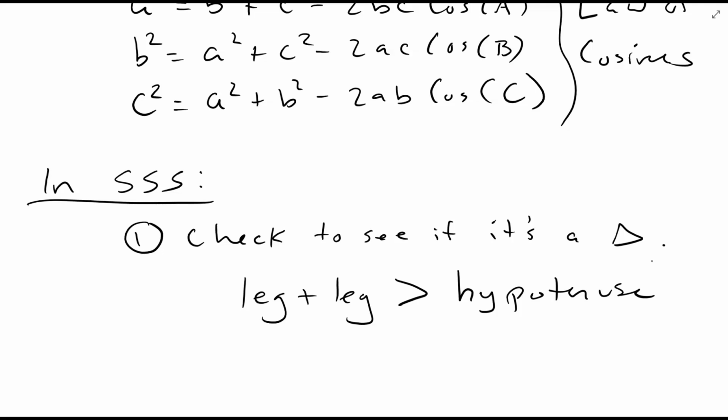So good question, though. That's easy to check, right? It just takes a moment, but you need to make sure you check it, because I promise you, you're going to find occasionally in the homework or test that I'm going to give you a side, side, side situation where no triangle is possible. I'm just going to warn you.